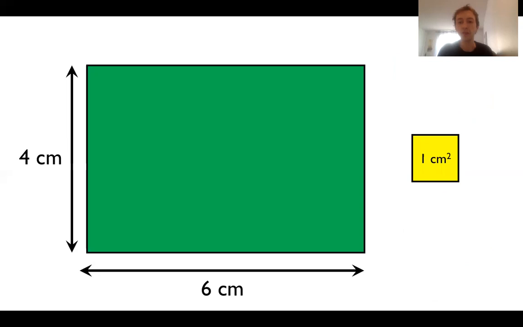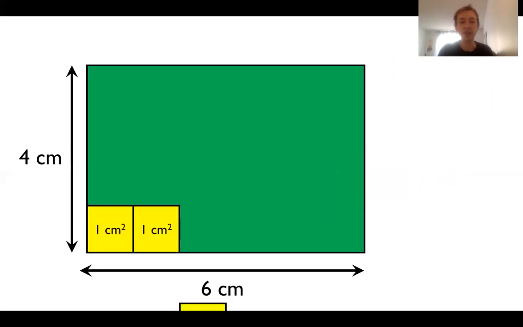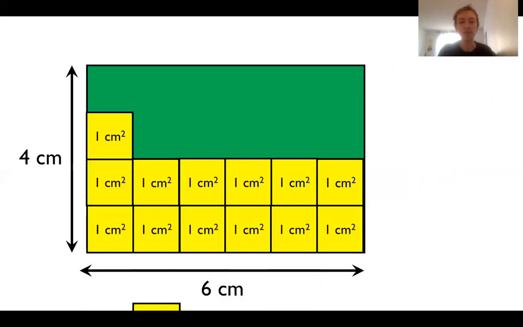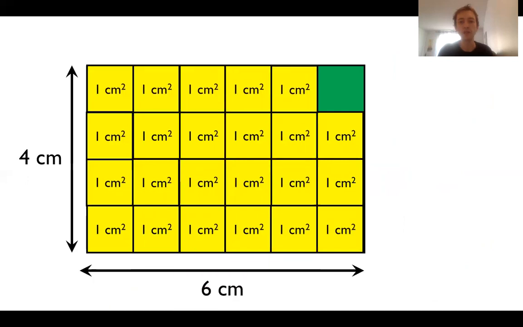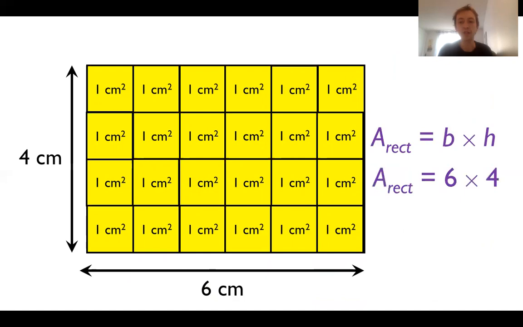So for area, if I have this rectangle, you would see that I could fit 24 of these little squares inside. But of course, when you do this in math class, you do not do this by drawing little squares and filling it up and counting them. No, you do the base times the height to get this number, 6 times 4. And your answer comes out to be, like I said, 24 centimeters squared.